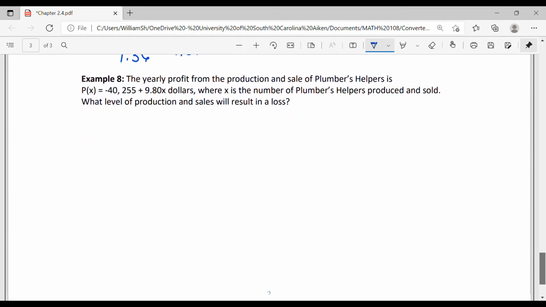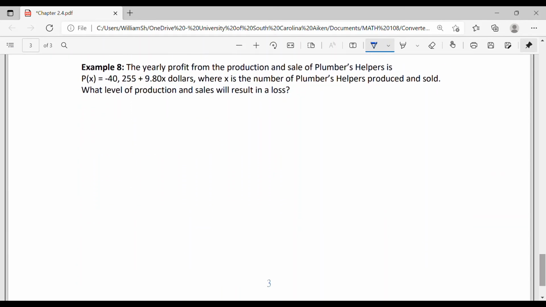the very last example says the yearly profit from the production and sale of plumber's helpers is P of x equals negative 40,255 plus 9.80x dollars, where x is the number of plumber's helpers produced and sold. What level of production and sales will result in a loss?